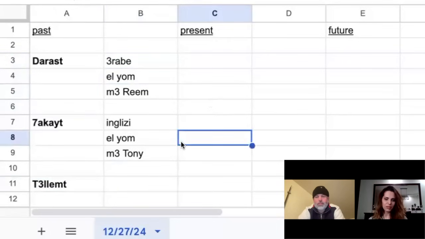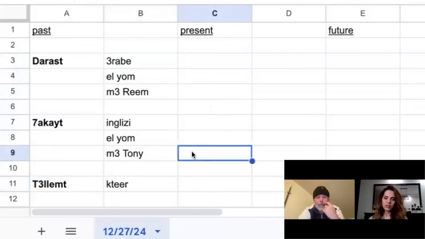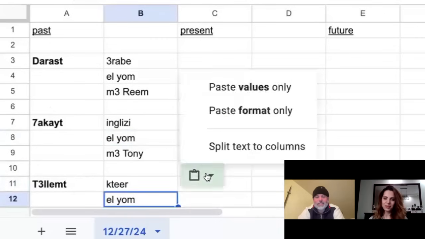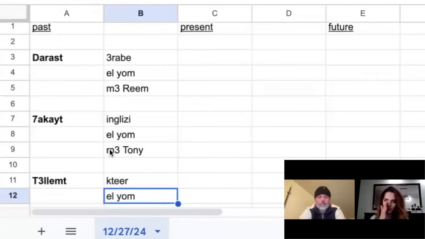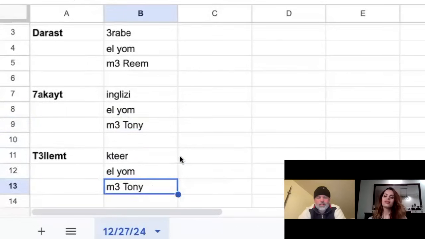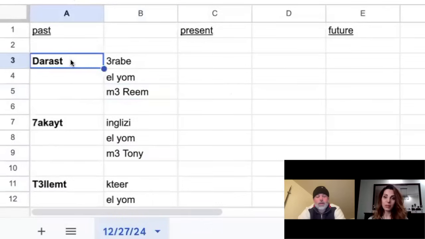How do you say "I learned"? تعلمت. A lot: كتير. I learned a lot today: تعلمت كتير اليوم. How do you say "I learned a lot today with Tony"? I would say Reem, but: تعلمت كتير اليوم مع توني.